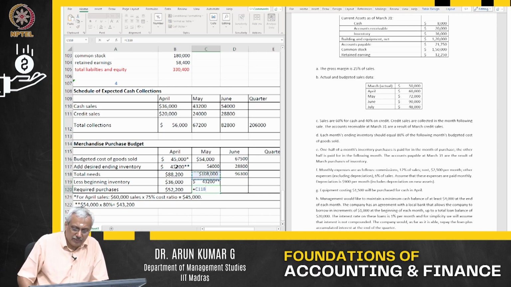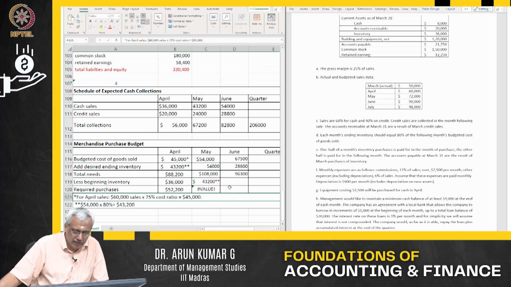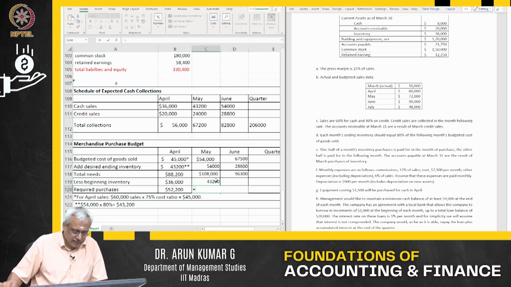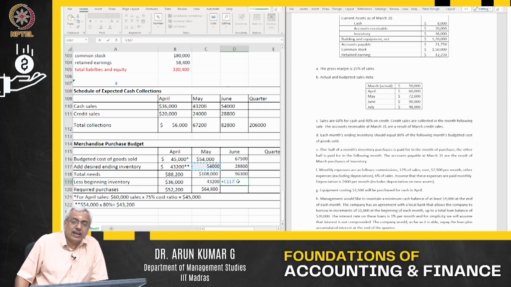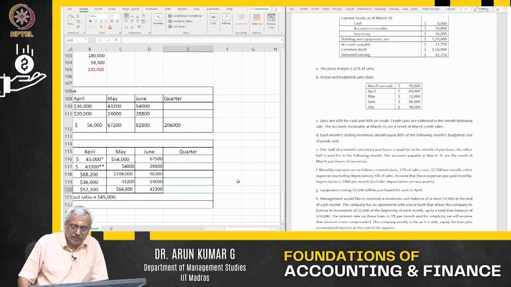So, what is the required purchase? Required purchase is going to be this. I'm sorry, that's because of the star. So what is the required purchase? For the month of June, what is the ending inventory of May? That will be the beginning inventory. So there is going to be the requirement for purchase out here.